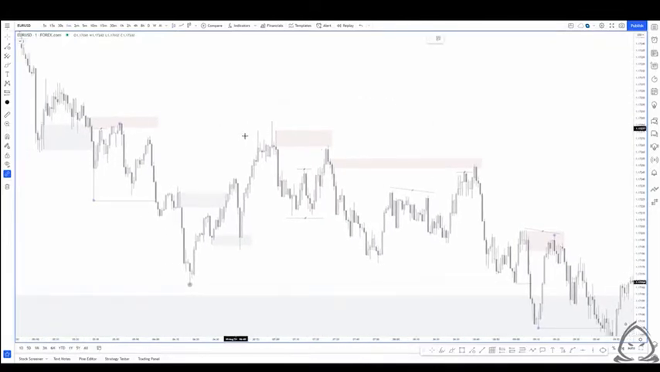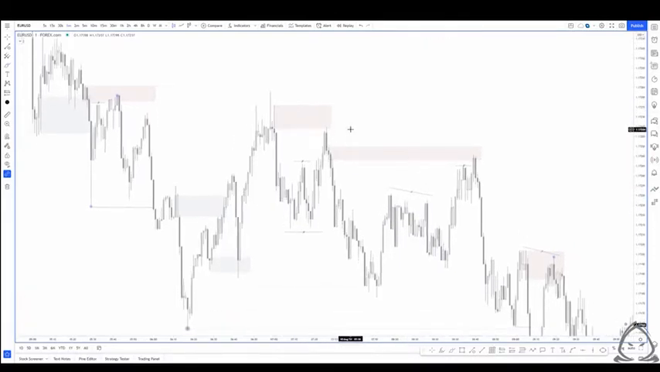Now, if we look at this example right here, what we can see is we have a swing high. We have a sweep of that swing high. It creates our change of character, and then price moves to the downside. We also have inducement, and we have price tapping into a supply zone, which is why this trade, as I mentioned in the previous video, was valid.